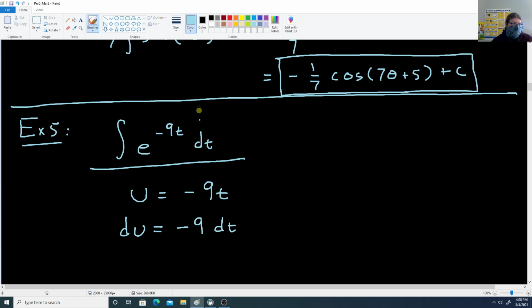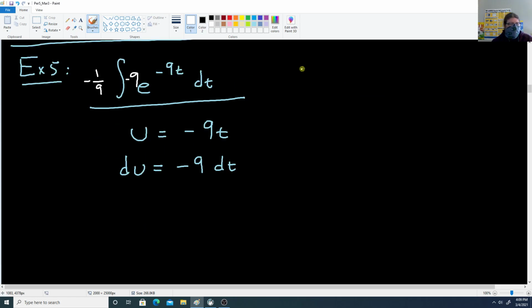So I have the dt, I'm missing negative 9. So I put a negative 9 here. If I put a negative 9 in there, I have to put a negative 1/9 out front to keep everything balanced. And so now I have a negative 1/9 integral of e to the negative 9t is u, so that's e to the u. And negative 9 dt is du.